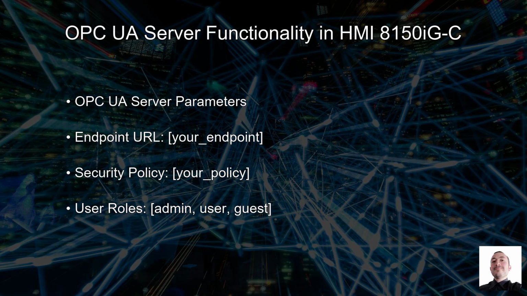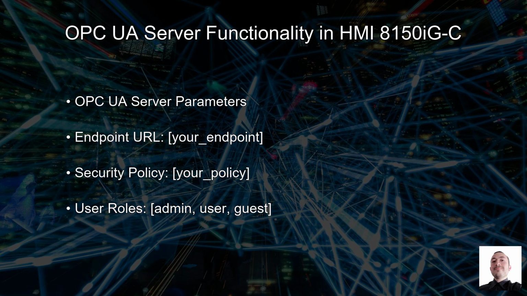Let's delve into the OPC UA server functionality within the HMI 8150iG-C. Imagine the HMI as a central hub that communicates with various devices and systems. OPC UA, or Open Platform Communications Unified Architecture, serves as the bridge for this communication. It allows the HMI to act as a server, providing data to clients and receiving commands. The key here is the interoperability and security that OPC UA offers. It uses a standardized protocol, ensuring that different systems can communicate seamlessly. Security is enhanced through features like encryption and user authentication.